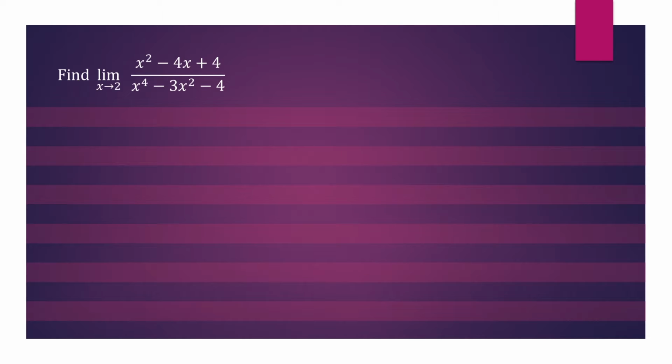In this question, we want to find the limit of (x squared minus 4x plus 4) over (x to the power 4 minus 3x squared minus 4) as x approaches 2. The first thing we can do is try direct substitution.